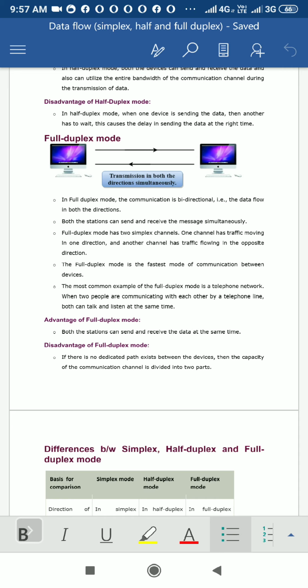Disadvantages: there is no dedicated path that exists between the devices. The capacity of the communication channel is divided into two parts.